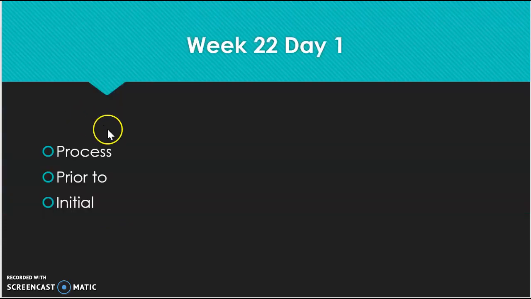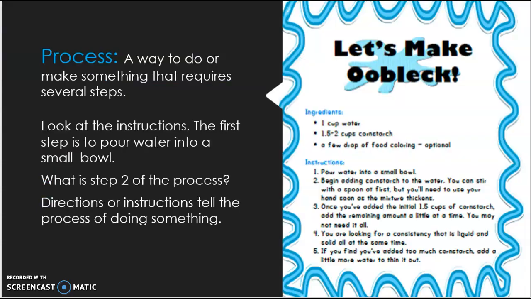Today is day 1. So we are going to be introduced to 3 new words today, and they are process, prior to, and initial. So we're going to take a look at an example using these words. So you see over here an ingredients list and instructions. This is a recipe for making oobleck.